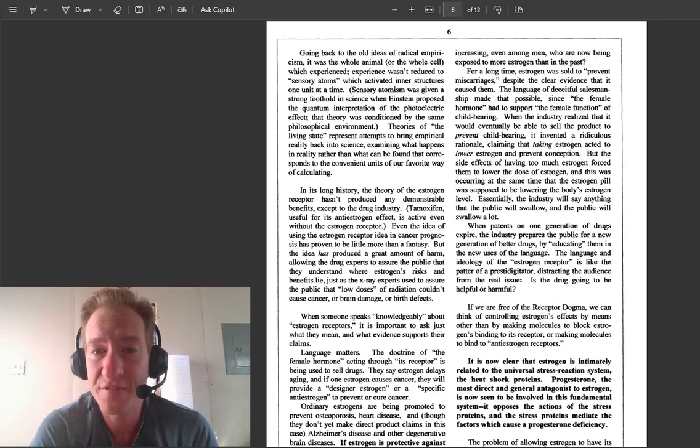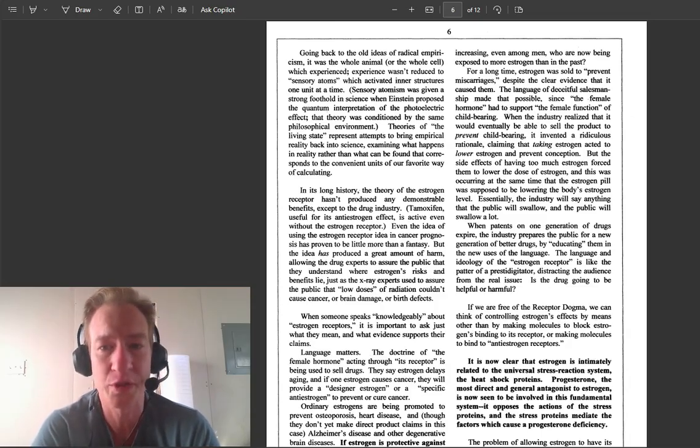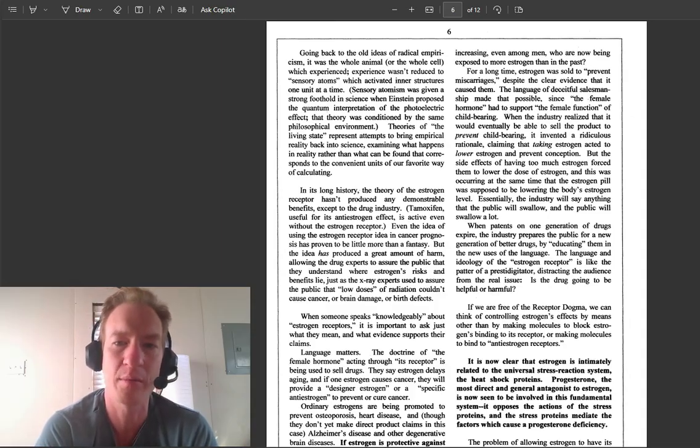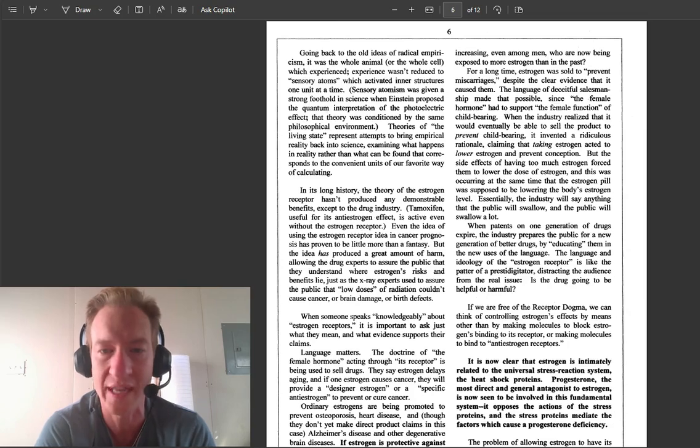But the side effects of having too much estrogen forced them to lower the dose of estrogen, and this was occurring at the same time that the estrogen pill was supposed to be lowering the body's estrogen level. Essentially, the industry will say anything that the public will swallow, and the public will swallow a lot. When patents on one generation of drugs expire, the industry prepares the public for a new generation of better drugs by quote-unquote educating them in the new uses of the language.